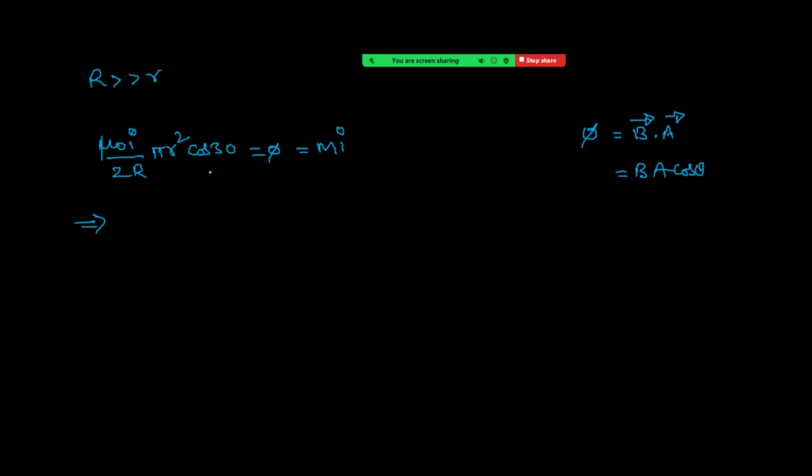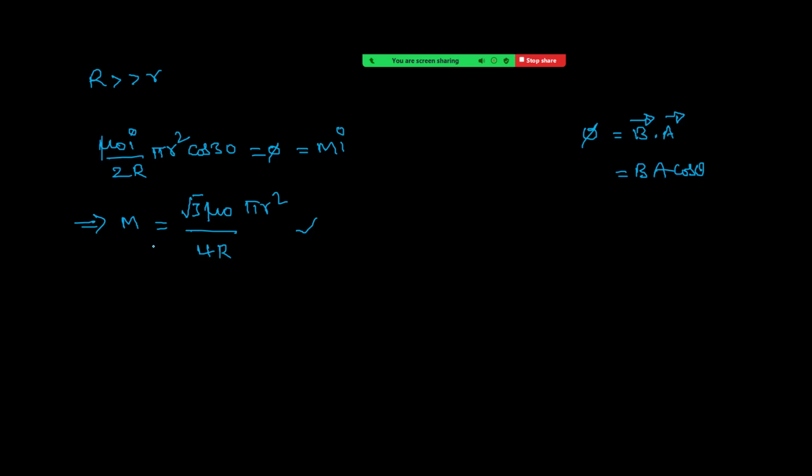Cos 30 is root 3 by 2, and I gets cancelled. So M equals mu naught I is over, pi r square, cos 30 root 3 by 2, and the 2 in the denominator becomes 4R. So M equals mu naught pi r square into root 3 by 4R. This is the coefficient of mutual induction for the given pair.